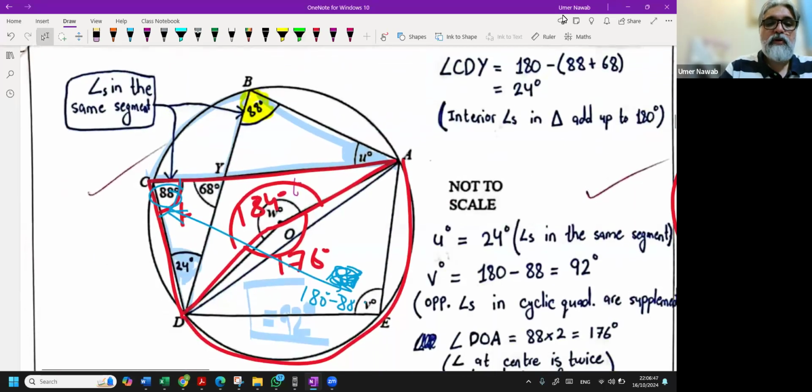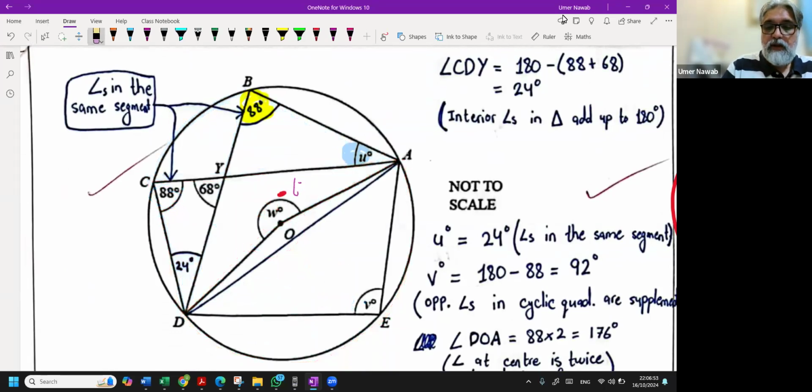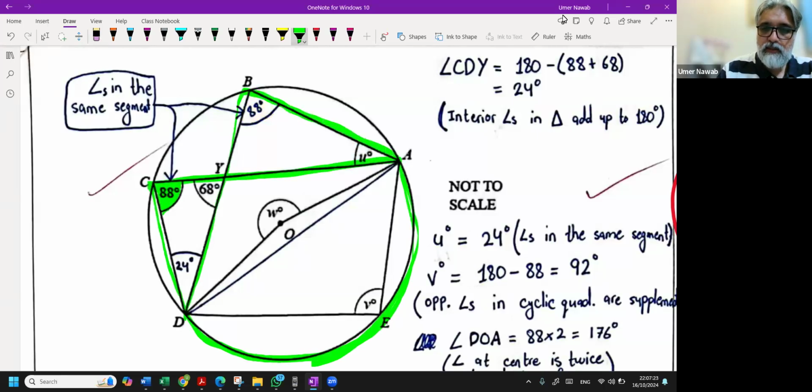Now we go to question number 5. In question number 5, again, before I look into the questions, I try to discover what properties I can use here. My friends, he has given you this angle 88. So if this arc is producing an angle at the circumference of 88, can I use the angle in the same segment property? So this should also be 88.